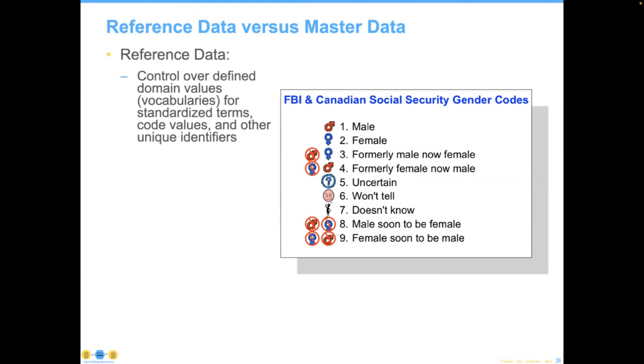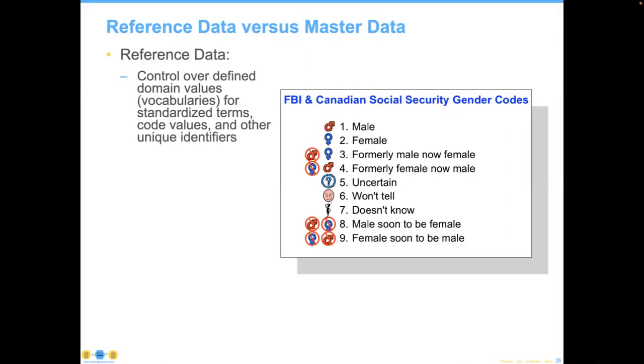And it's a pretty straightforward example. These are the Social Security gender codes that were required by law of the Canadian Social Security system at one point in time years back. Also at that time, the FBI used them as well. So there's 9 gender codes. Some people would say today there are more than 70 based on Facebook categories and things like that. No problem with it. Of course, the question of managing it becomes important.